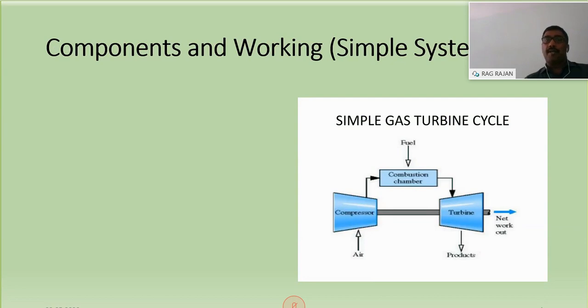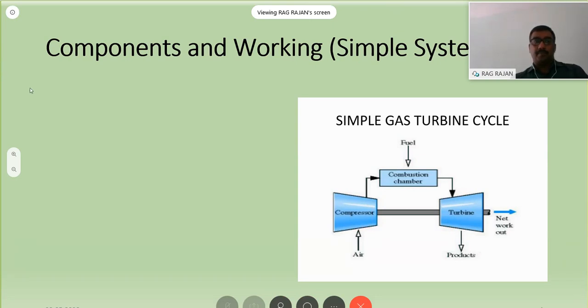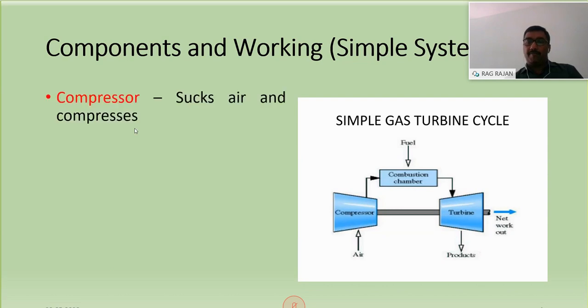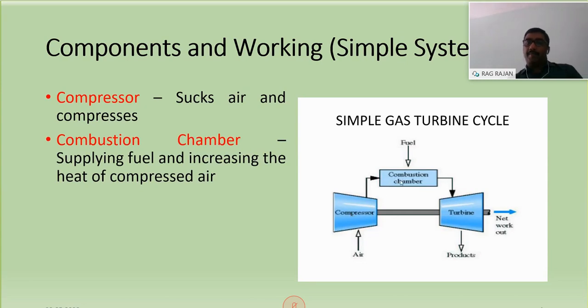Next, we are having the components and working of a simple gas turbine system. In a simple gas turbine system, as in the figure, we can see that there is a compressor. To the compressor, there will be suction of air, and it is getting compressed. Then, there will be a combustion chamber. The compressed air is flowing to the combustion chamber. Fuel is added to the combustion chamber.